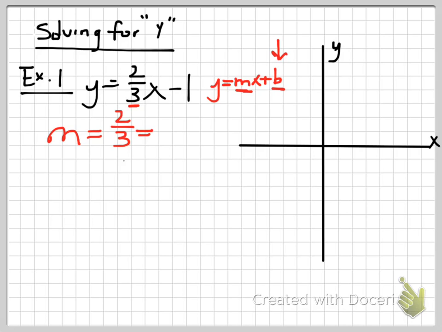Hopefully you already know that 2 means rise, over 3, which is our run. That just tells us what direction we're going. And since it's a positive on top, we're going to go up. Since it's a positive on the bottom, we're going to go right with our run. Then we need to identify our y-intercept, or our b. Our y-intercept is -1. Again, don't forget this includes the negative sign.